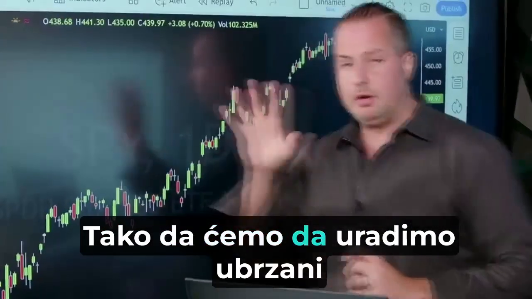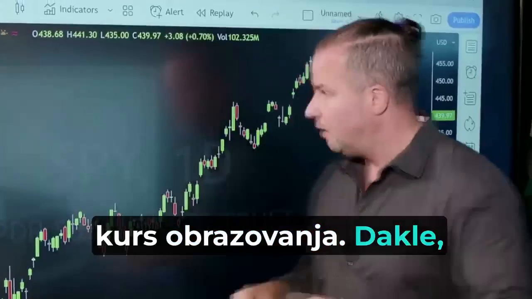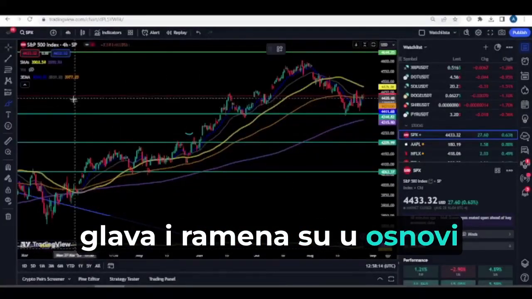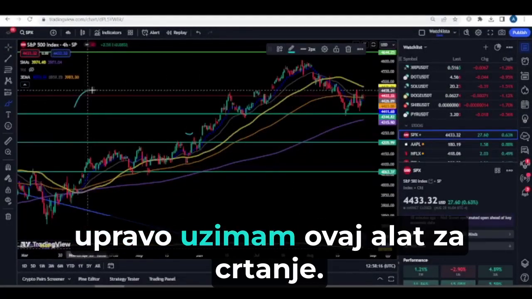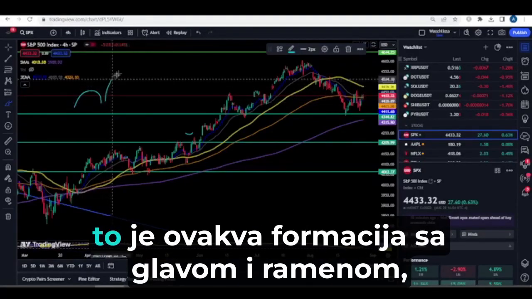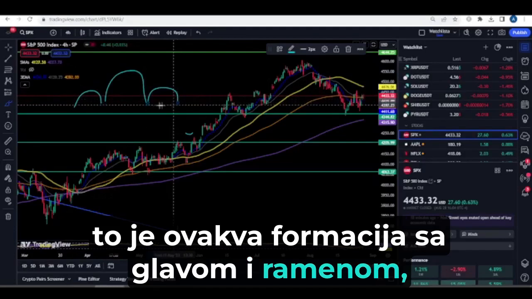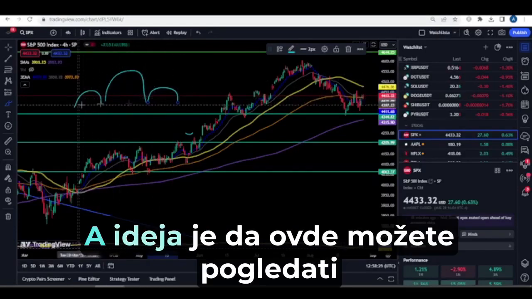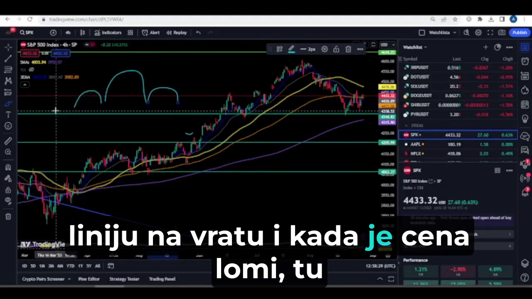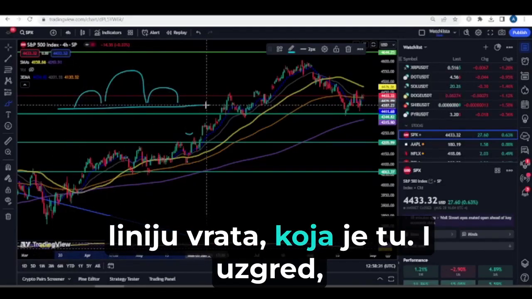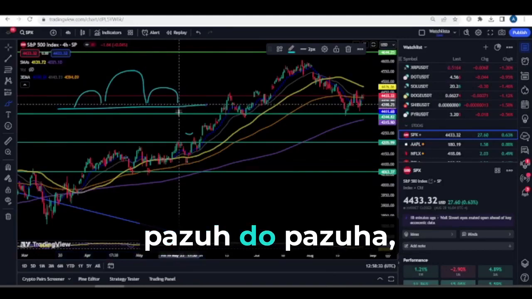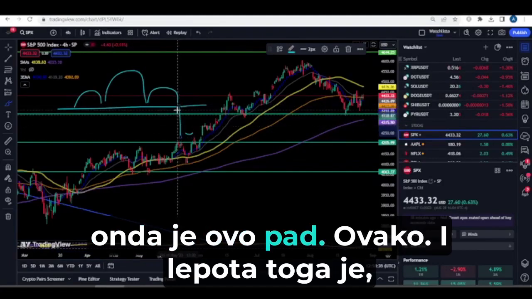So bearish, we're gonna do a crash course in education now. So a head and shoulders is basically a pattern. Bear with me as I get my drawing tool up here. Okay, it's a pattern like this with a head and a shoulder, right? And the idea is you can look at your neckline here, and when price breaks your neckline, which is right there, and by the way, armpit to armpit, then this is a drop like that.